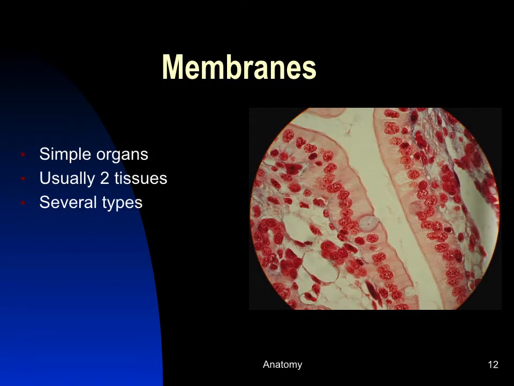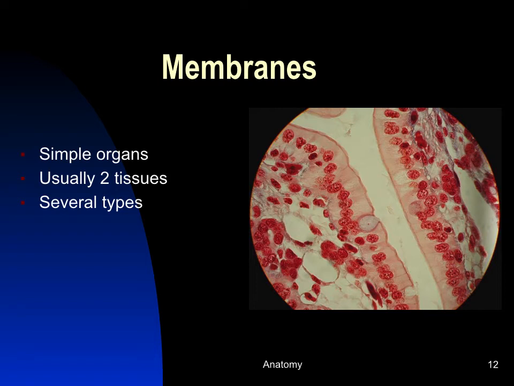Okay, so we have these four basic tissue types. And typically, they are going to be what produce organs. And so organs contain two or more types of tissues. And you think, well, how are they arranged? Well, usually they're just arranged in layers.